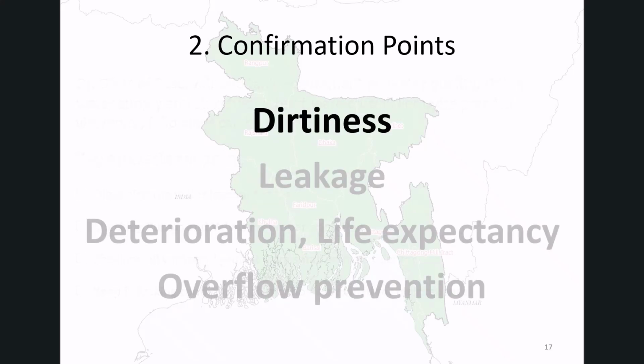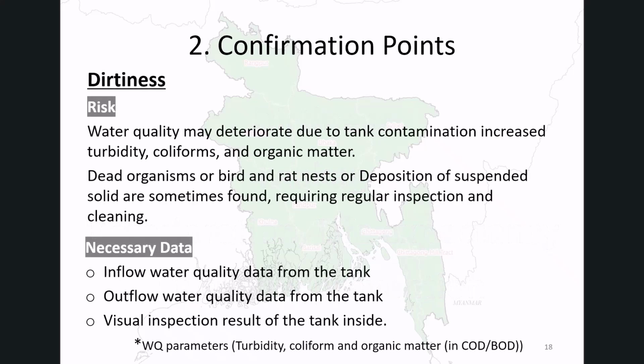The first confirmation point is dirtiness. Unclean conditions inside the tank can cause water quality deterioration, such as turbidity and organic contamination. Dead animals and deposits of suspended solids are often found, making regular inspection and cleaning necessary.